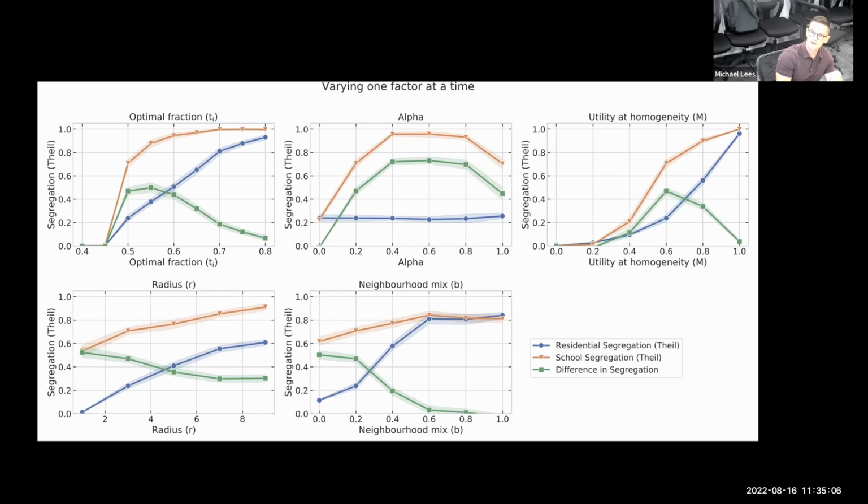You'll find in the top left plot this optimal fraction. Remember this TI. This is your ideal composition, right? 70%, 50%, 60%. Remember I said that the parents in the Netherlands actually want a 70% composition, ideally. What you see here is the orange, green, and blue lines. The orange line is the school segregation, the blue line is the residential segregation, and the green is the increase in school segregation. And around this 60% level, so if you have a preference for 60%, you actually see the biggest difference, the biggest increase of school segregation versus residential segregation.